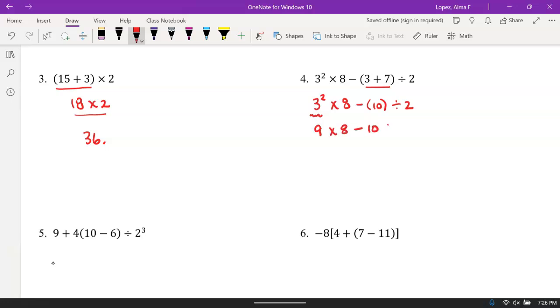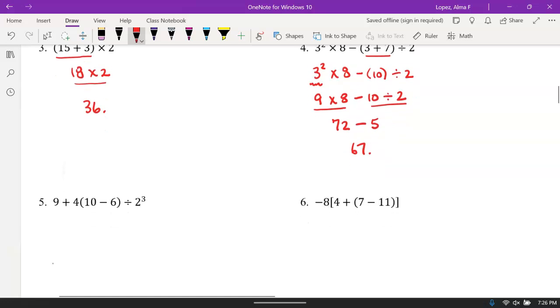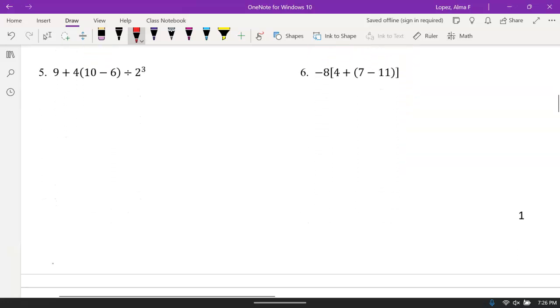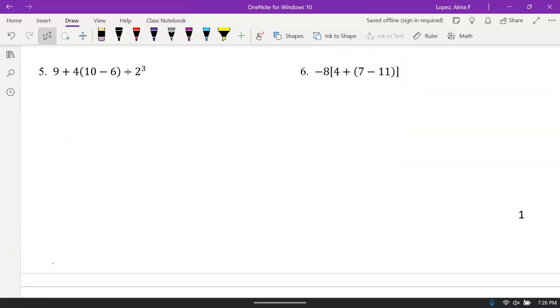Bring the rest of it down. I'm going to drop the 10 now. It doesn't have anything but a negative in front of it, so it'll be carried along. Next, after you take care of the exponents, all multiplication and division as they occur from left to right. We've got a multiplication here, which is 72. We've got a division here, which is 10 divided by 2, which is 5. And after doing the final subtraction, you're going to get 67. Feel free to stop the video at any time. Try it yourself, and then continue on.